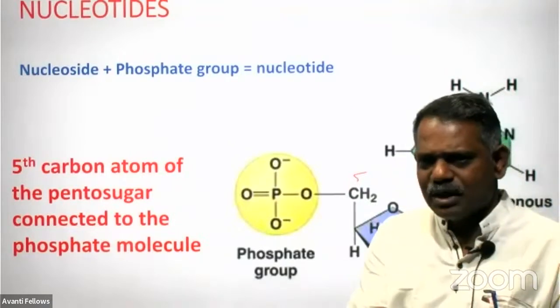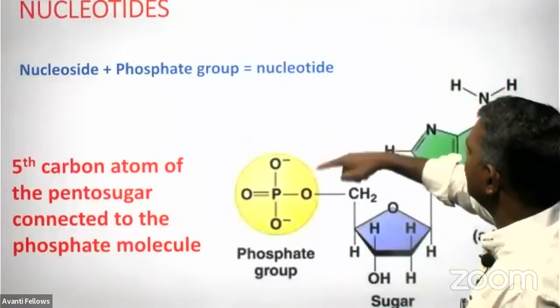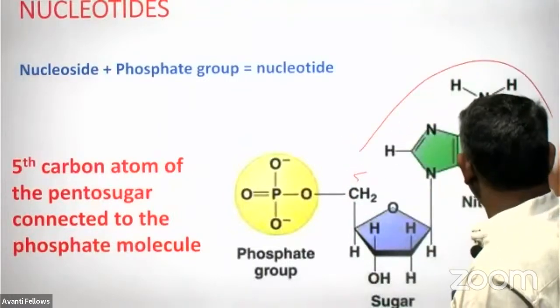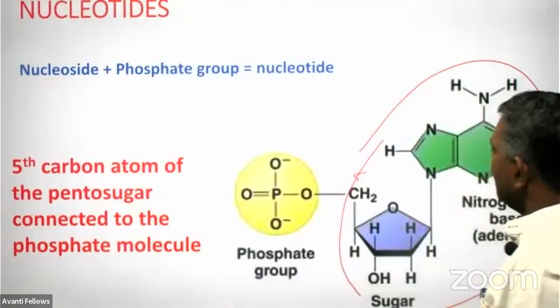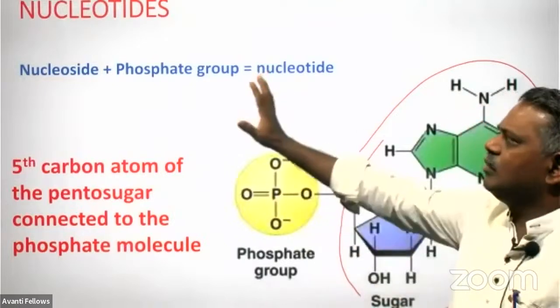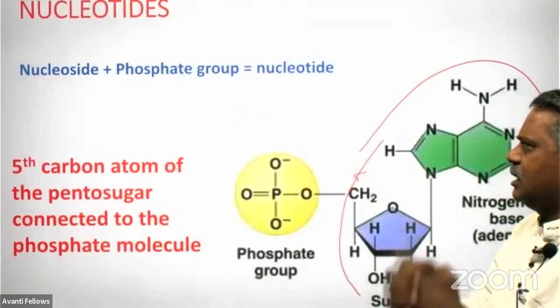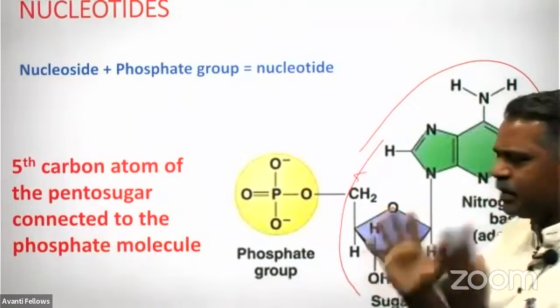So nucleoside, then nucleotide. This part is called the nucleoside, and whenever this nucleoside is connected to the phosphate molecule, we call it a nucleotide. It is a complex molecule consisting of three components.